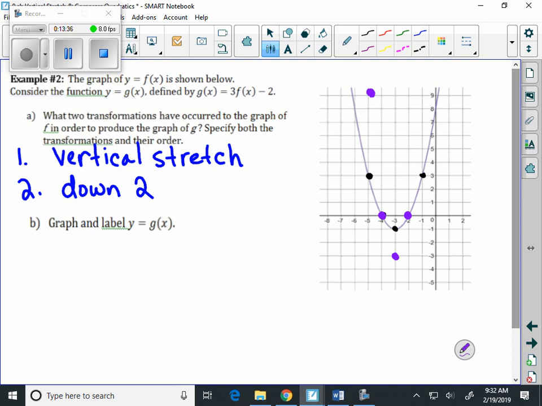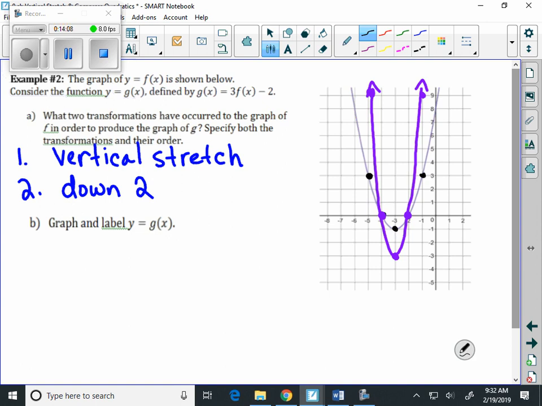And -1, 3. Well, 3 times 3, because we're taking the y value only. 3 times 3 is 9. And all that we've dealt with so far is the vertical stretch of this function. But now that we've dealt with the vertical stretch, we can finish by moving the graph down 2.